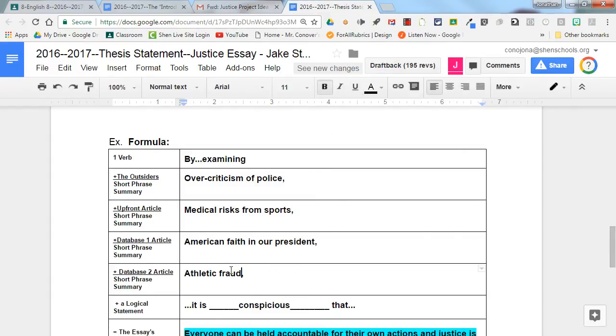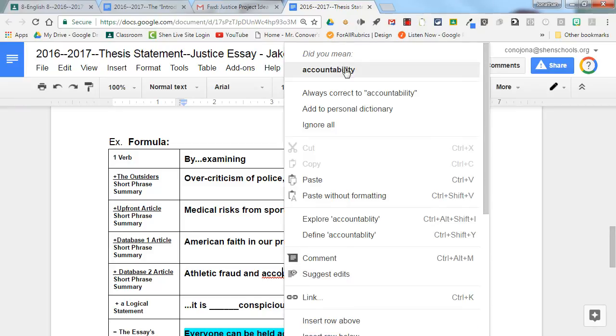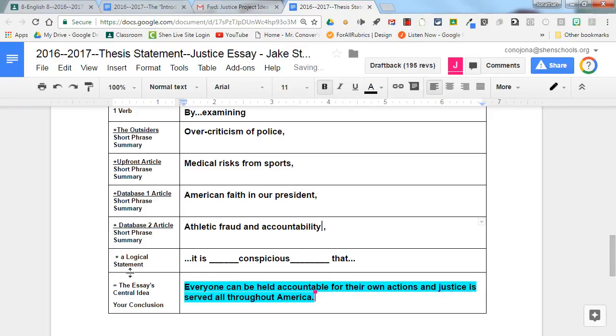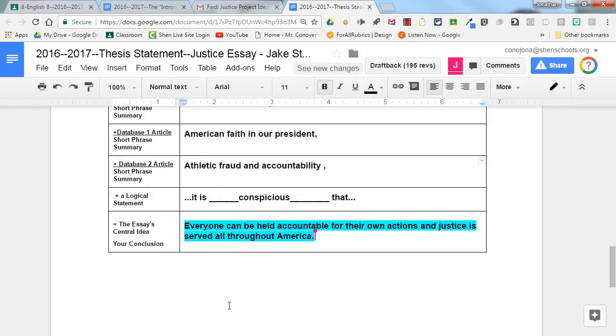I'm going to even add to his: accountability. Oh, I spelled it wrong. We can fix that though. Athletic fraud and accountability. So then he chose to use the logical statement, it's conspicuous that. Okay. And let's see what he came up with.